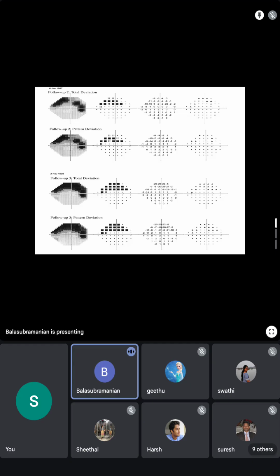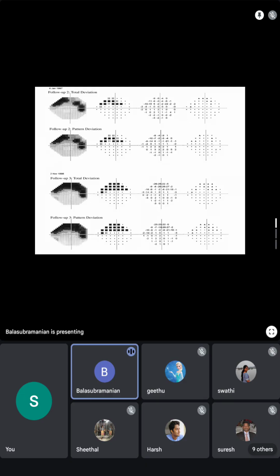You can see that on the quadrant on the left, it is -9, and -8 in the lower picture. -5 is -4. You can see a 1 decibel change in number. Can you see that? Similarly, when you compare point to point on the right side also, the same is happening. A 1 decibel change in number. Can you see that? Yes. That is the difference between total and pattern deviation. They are removing the generalized changes and bringing out the localized changes. That is the meaning of a pattern deviation.